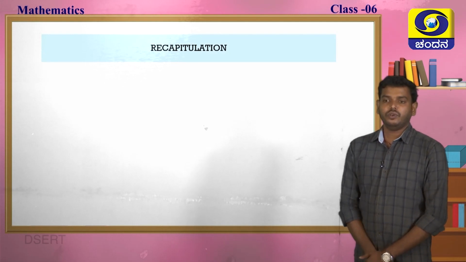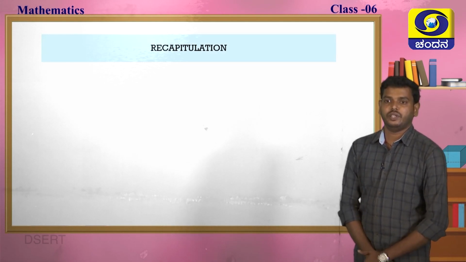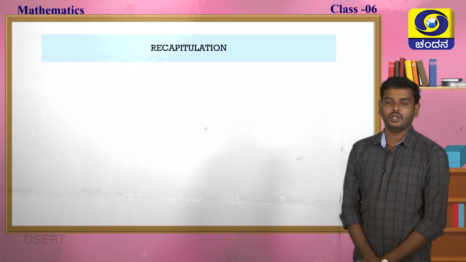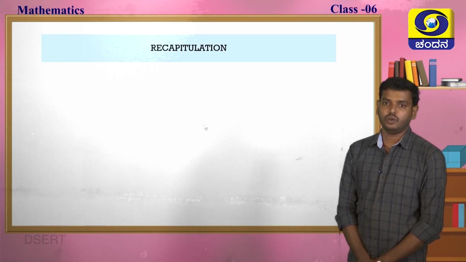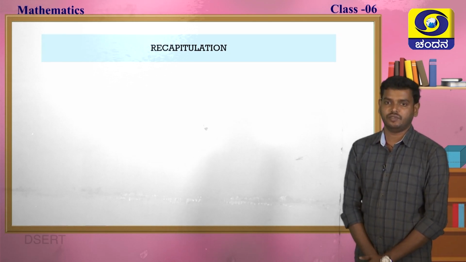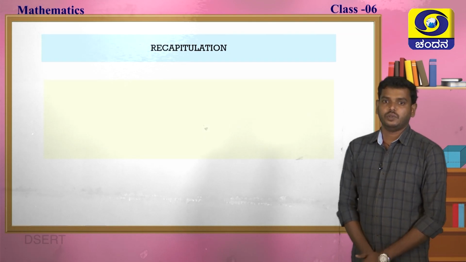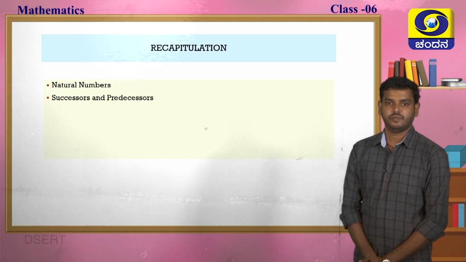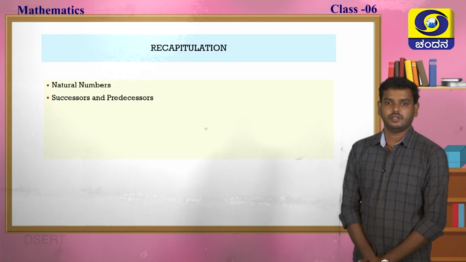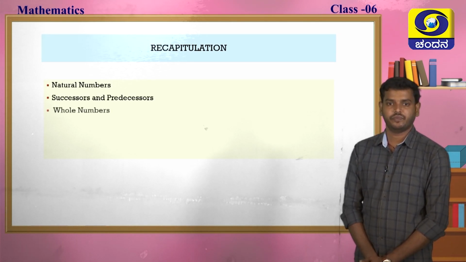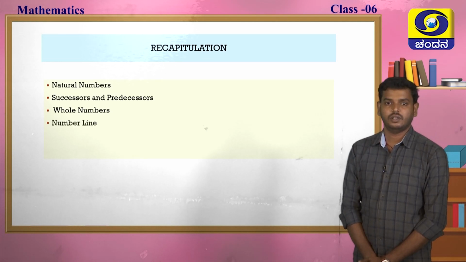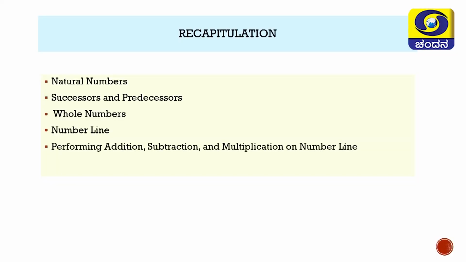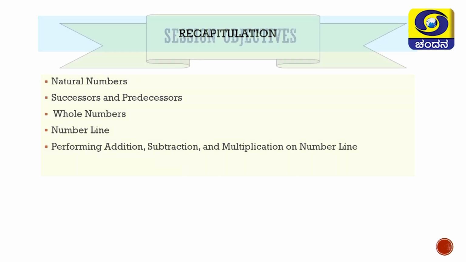Students, before starting with the topics of the second session, let us recapitulate the topics we have already discussed from the first session. In the first session, we learnt about natural numbers, successors and predecessors, whole numbers, number line, performing addition, subtraction and multiplication on number line.